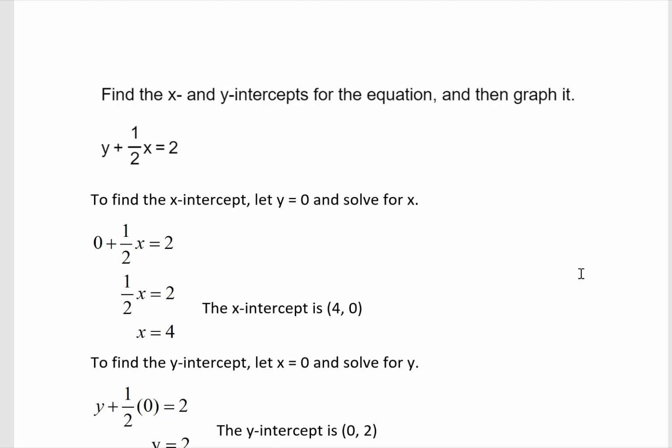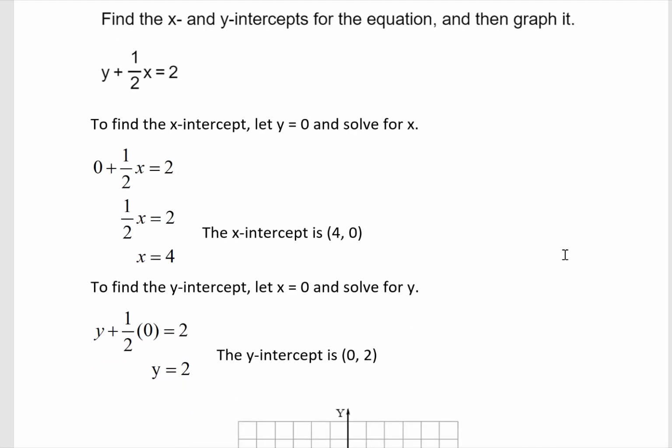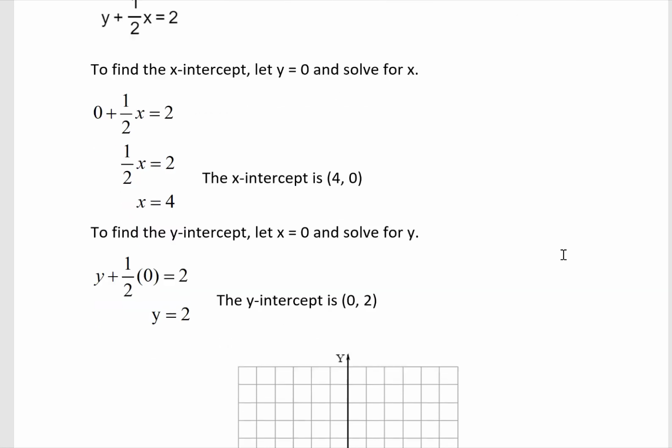Multiply both sides by 2 to clear the fraction, and I get x equals 4. So the x-intercept is 4, 0. To find the y-intercept, let x equal 0 and solve for y. So I have y equals 1/2 times 0, which is simply 0, so y equals 2. So the y-intercept is 0, 2.